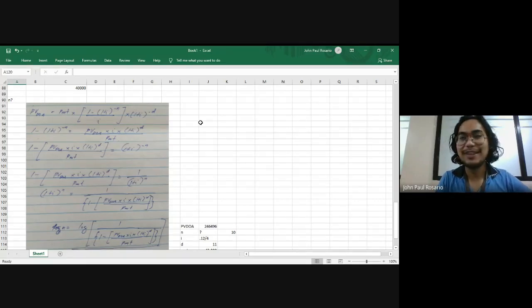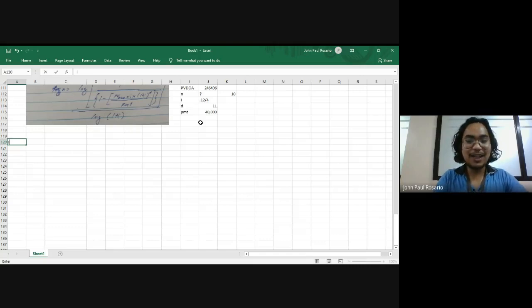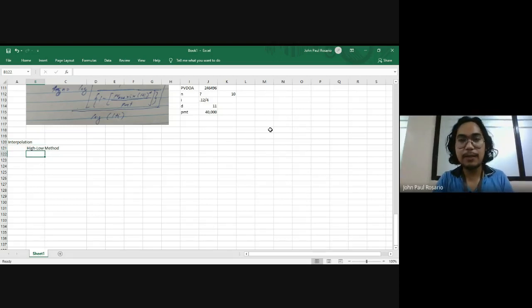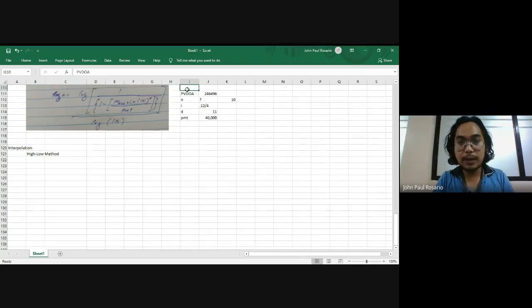Anyone? Yes, ma'am. Okay. For our interest, we can only use interpolation or the trial and error method. And then, if you can remember, the high-low method. Okay? High-low method. I have introduced this to you during chapters 2 and 3. But just as a refresher, for the high-low method, guys, look at what information is known.